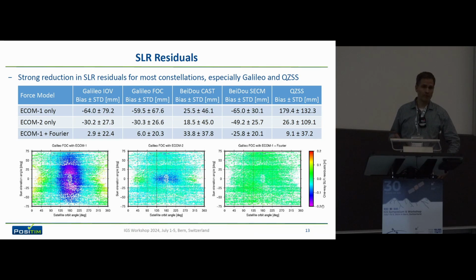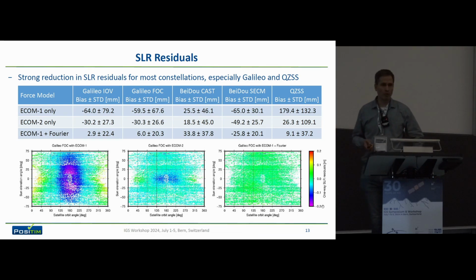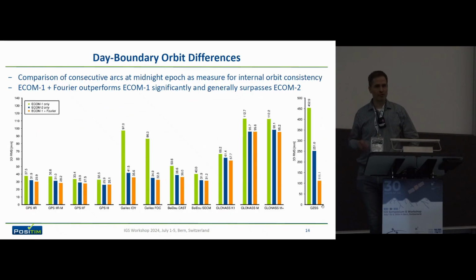Then we have orbit differences, what we call orbit overlaps, the comparison of consecutive arcs at the midnight epoch as a measure for precision of the orbit, or internal consistency, if you like. And again, the ECOM1 with the Fourier clearly outperforms the ECOM1, particularly for Galileo and QZSS, but also for the other constellations, and it is even a little bit better than the extended ECOM2.